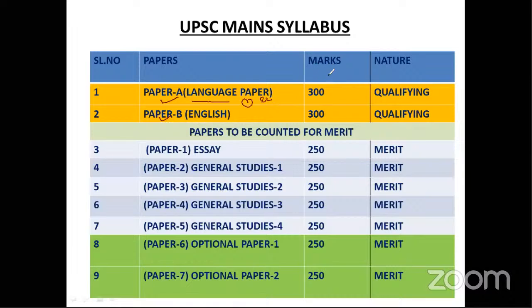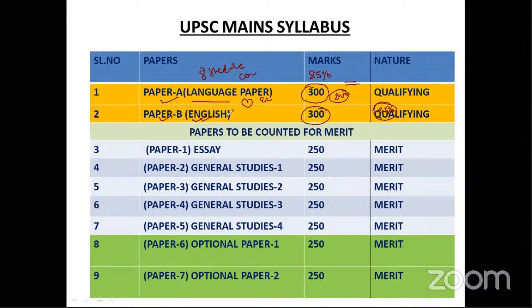You have to score 25% marks in this paper to qualify. When we talk about qualifying, it means whatever marks you get in paper A out of 300, suppose you get 200 marks, those marks will not be added to your merit list. Paper B will be your second paper, the English language paper. This paper will again be 300 marks, and it is again qualifying in nature. You have to score 25% marks in this paper also.